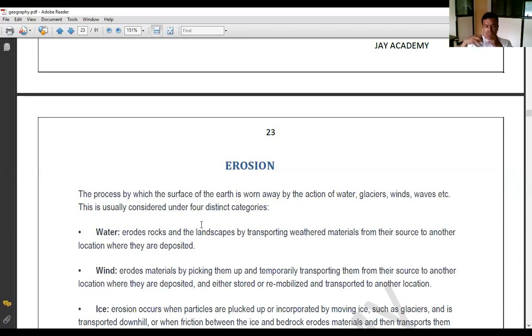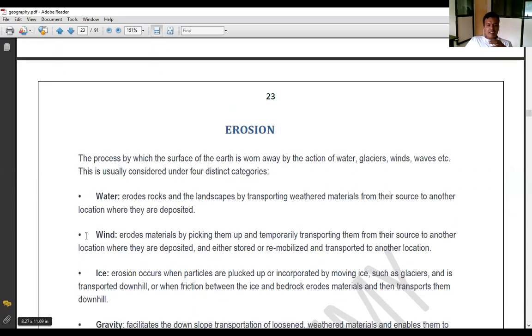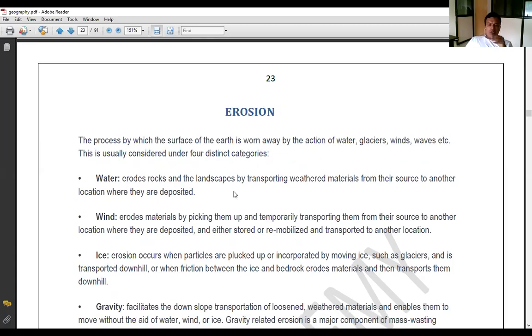Erosion means whatever material is broken down, that leads to the erosion of the material by various agents like water, wind, ice, etc. So we will see the process by which the surface of the earth is worn away by the action of water, glaciers, winds, or waves. This is usually considered under four distinct categories. So there are four types of erosion.